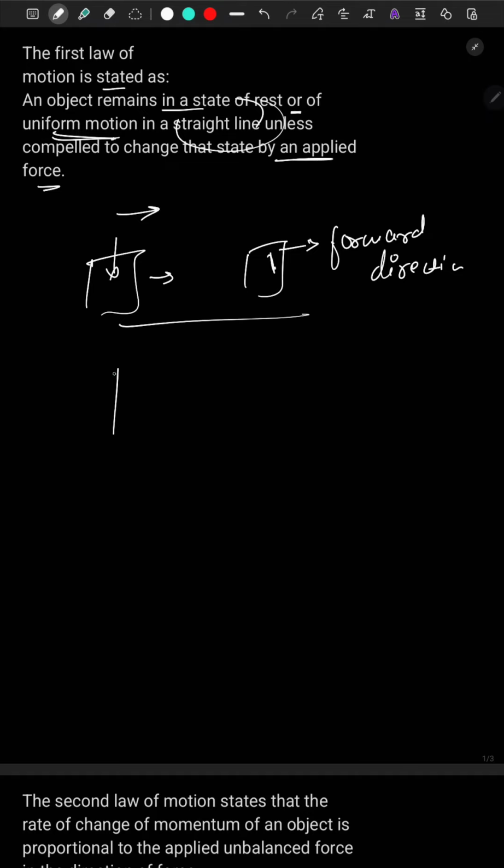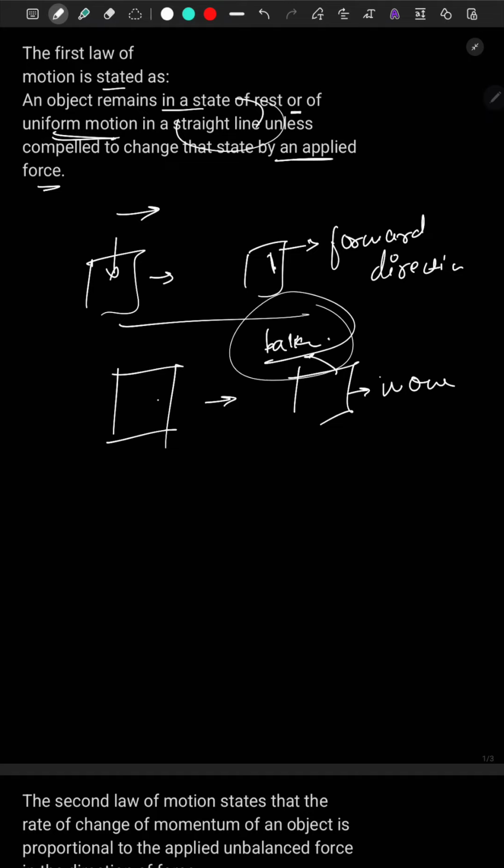Now let us assume that we are sitting in a car that is at rest. Now if that car suddenly starts to move, then we tend to move in the backward direction. This is inertia of rest.